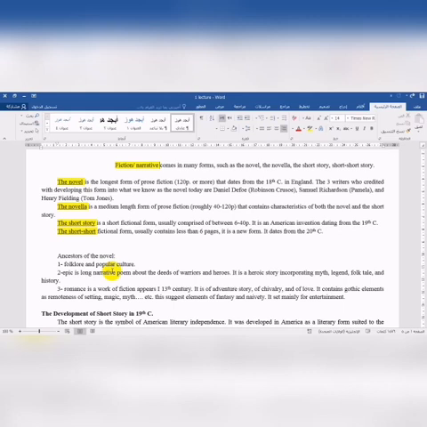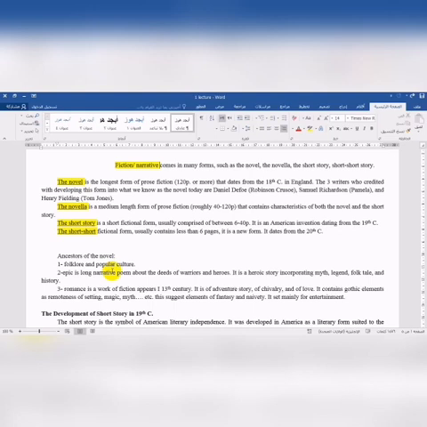Epic. What is the epic? Epic, it is a long poem about the deeds of warriors and heroes. It is a heroic story incorporating myth, legend, folk tales, and history. We all know what we mean by epic. For example, the Gilgamesh epic. He is a person who is searching for immortality, and he is a warrior. He is a hero, and he spent most of his time in heroic conflict. There are so many myths and legends mixed with this epic. It is a narrative poem. Epic is a narrative poem. It is not prose. It is a narrative poem.